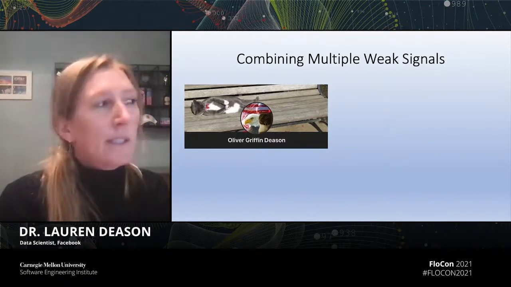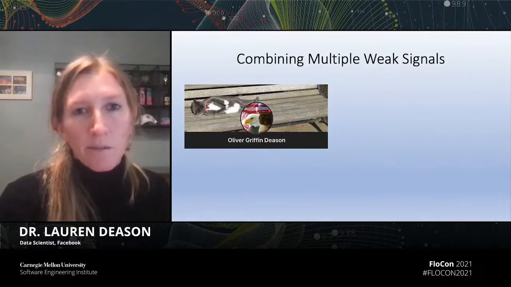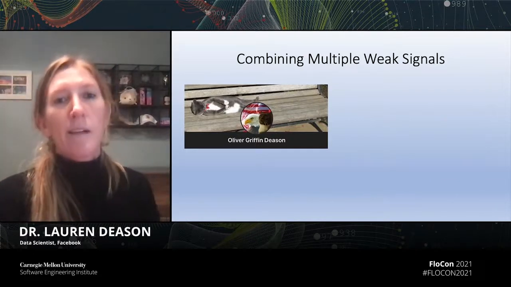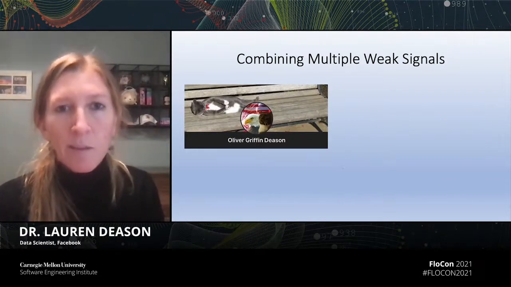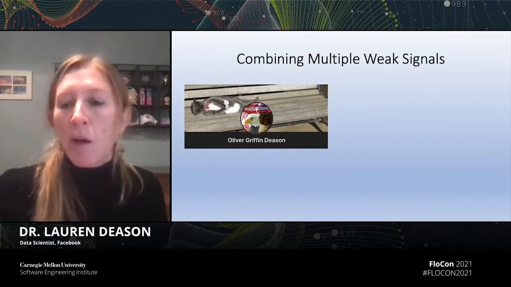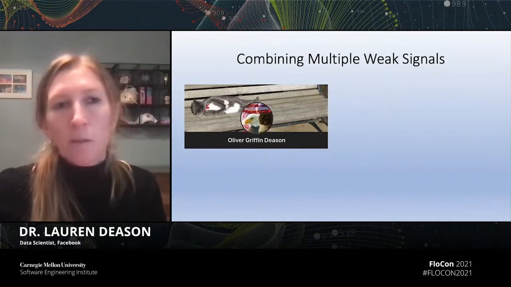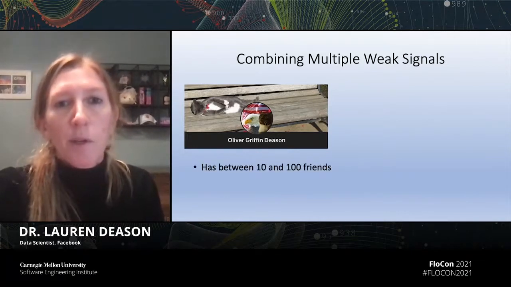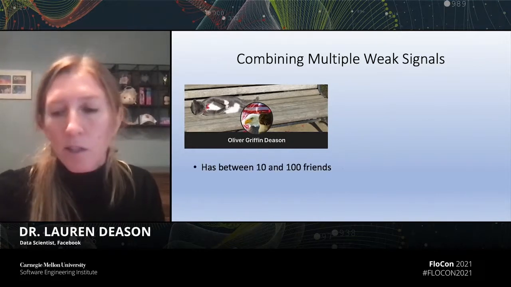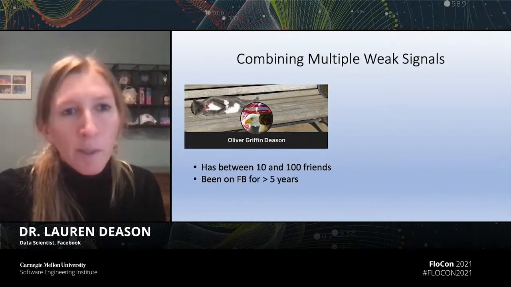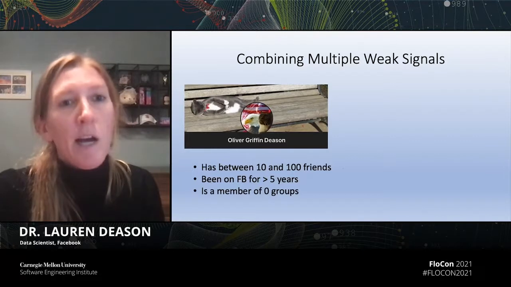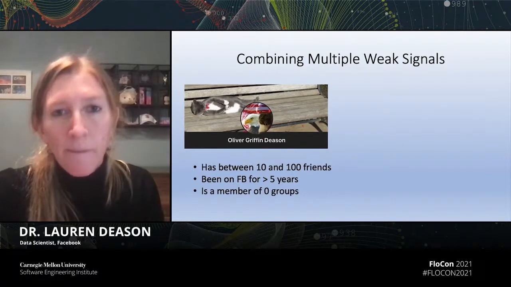So what I'm showing you here is an example of a standard Facebook account. This one happens to belong to my cat, Oliver. His middle name is Griffin. And let me start by telling you a few factoids about Oliver's account. So he has between 10 and 100 friends. He's been on Facebook for over 5 years, and he is not a member of any groups.